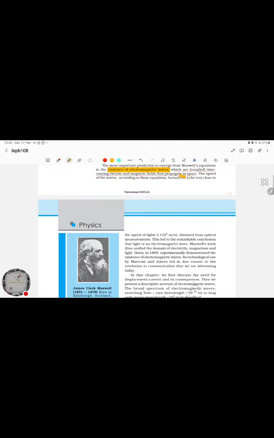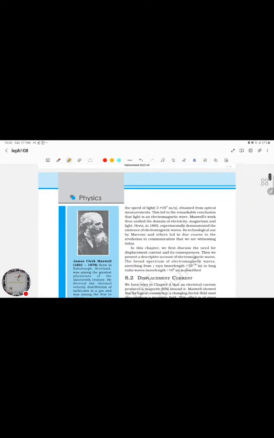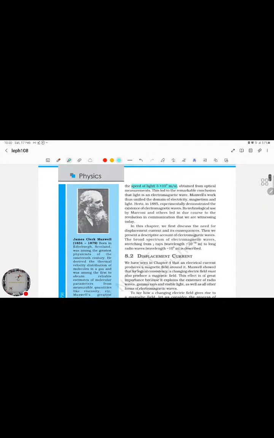The speed of the waves according to these equations turned out to be very close to the speed of light. So this is an important point. It turned out to be very close to the speed of light, as obtained from optical measurements. So when we calculate the speed of electromagnetic waves, it reaches the speed of light. This led to the remarkable conclusion that light is an electromagnetic wave.